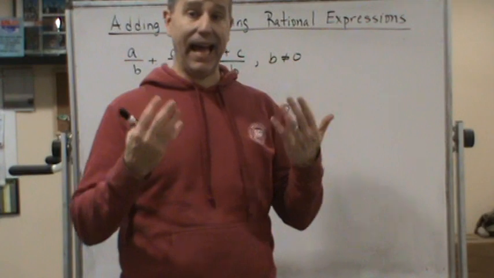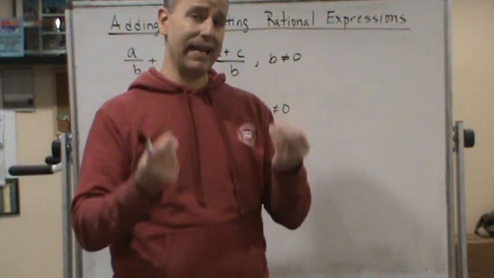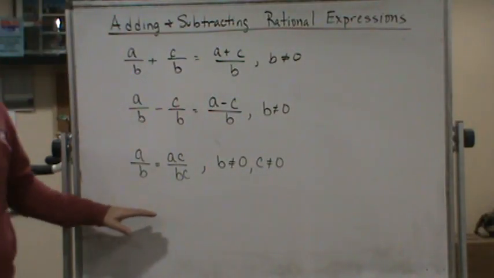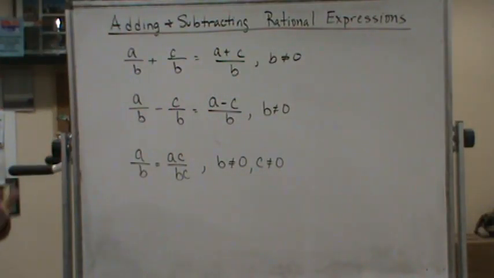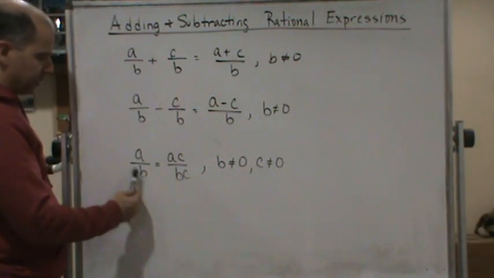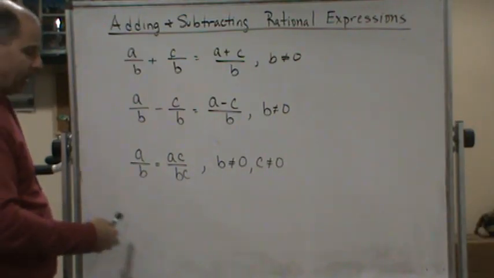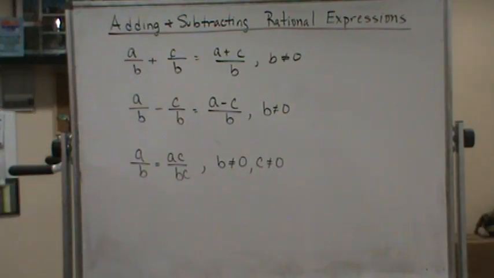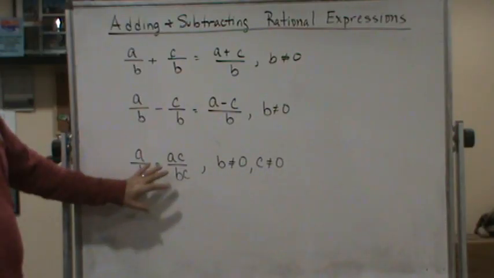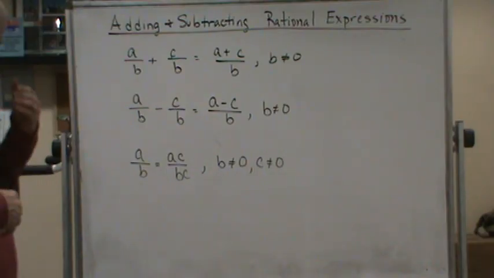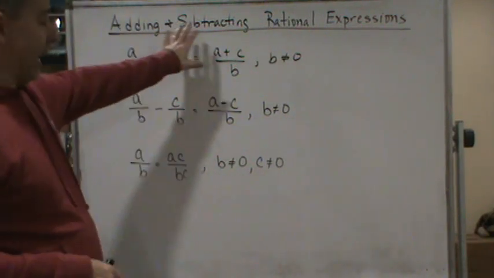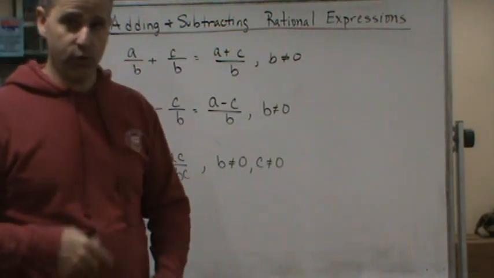If they are not the same denominator, then you cannot add them unless you do something to make the denominators the same. That brings us back to what I talked about earlier, which was equivalent fractions. We can multiply the numerator and the denominator by the same number, and we'll always get an equivalent fraction. That's what we're going to use in the process of adding or subtracting rational expressions. And so we'll do some examples.